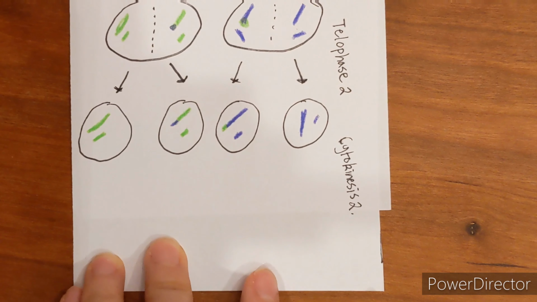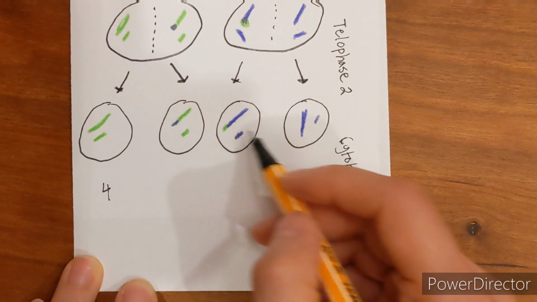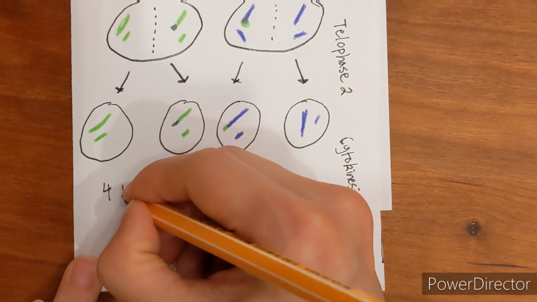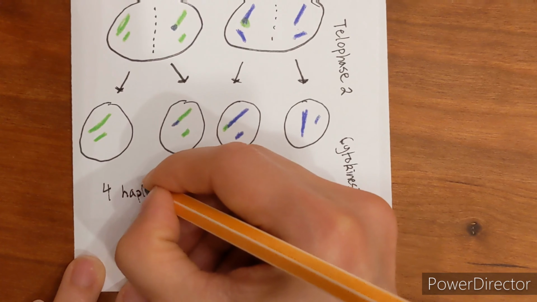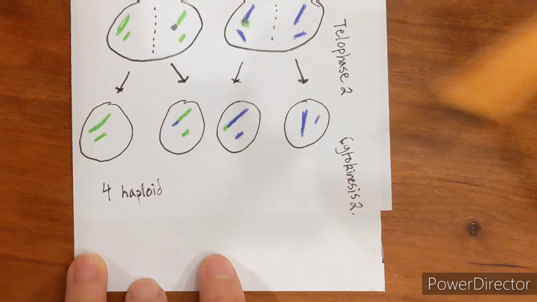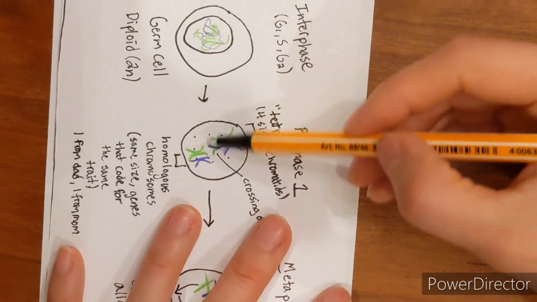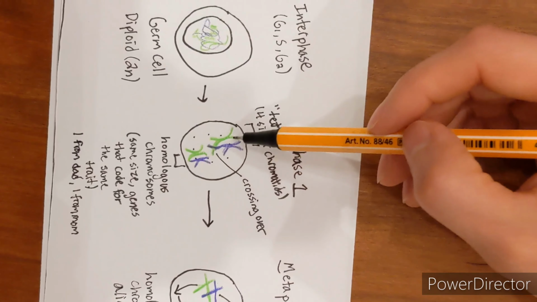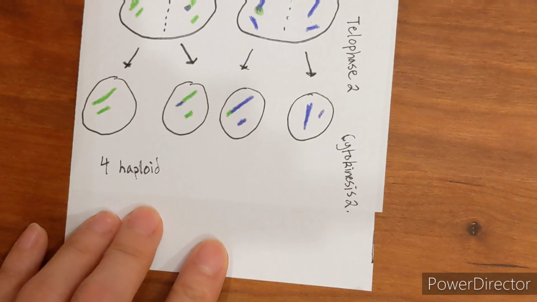Phew, finally reached the end. At the end, I have 4: 1, 2, 3, 4. Haploid, because they have half the amount of DNA they had at the beginning. And I can test that because I had 1, 2 chromosomes here. All the way at the beginning, I had 1, 2, 3, 4 chromosomes. So 4 chromosomes becomes only 2 at the end.